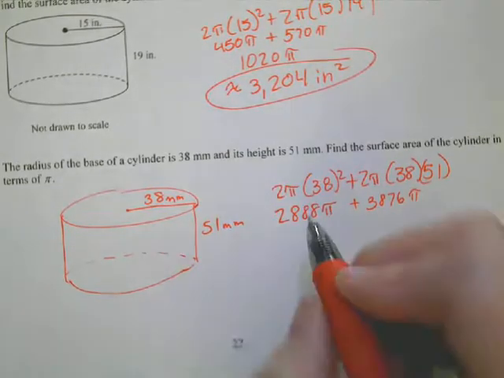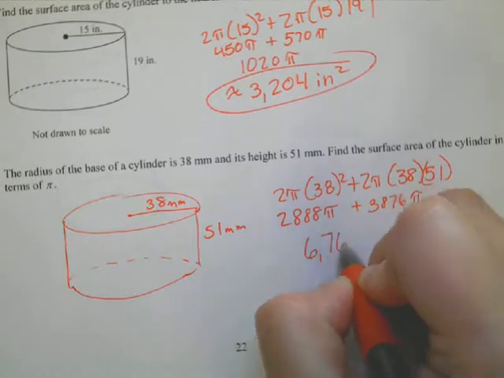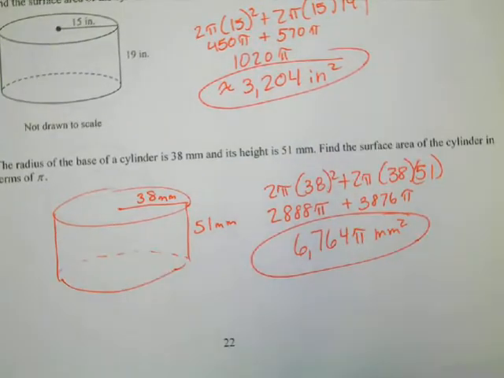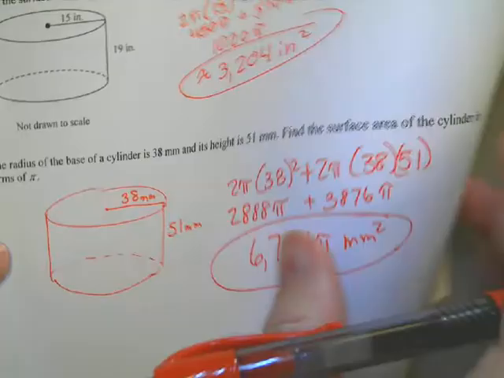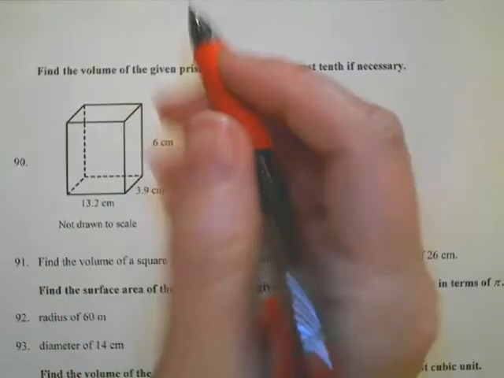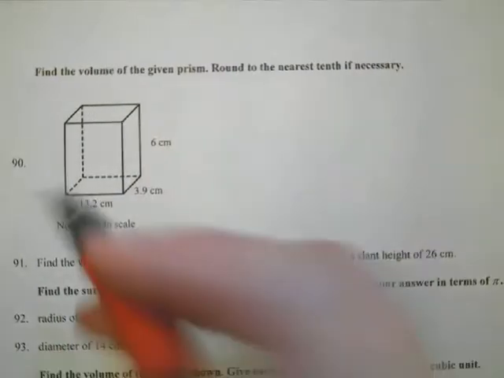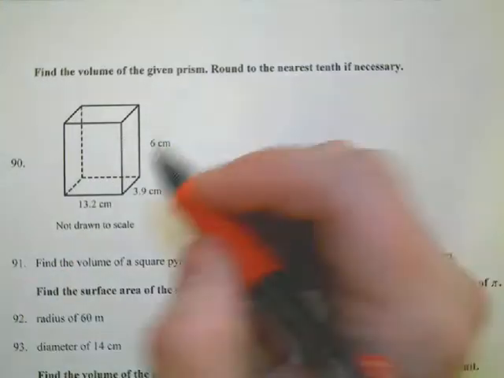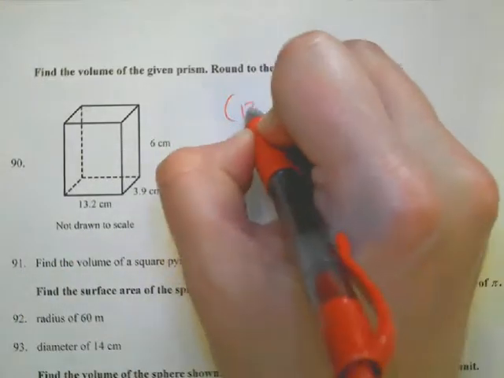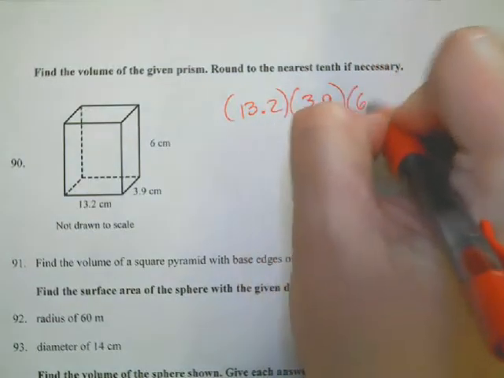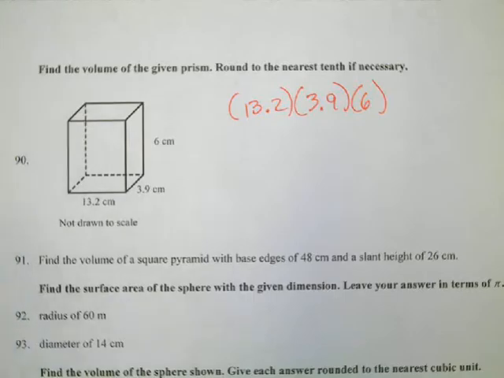Alright. Last page. The volume of the given prism. Okay? The volume of any prism, no matter what the shape is, is just the area of the base times the height of the prism. So for a box, for a rectangular prism, you're just multiplying the 3 dimensions together. So I'm going to do that. 13.2 times 3.9 times 6. Nearest tenth, 308.9. This is approximately centimeters cubed. Remember that when you're working in volume, you're in cubic units. Okay?